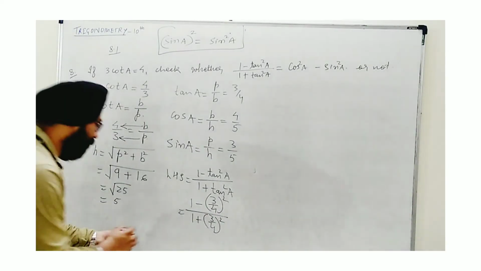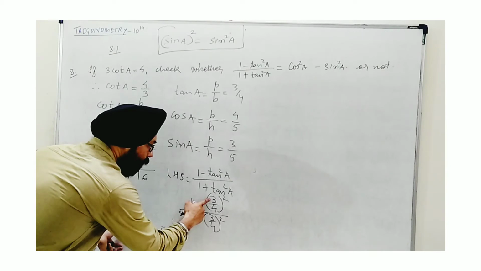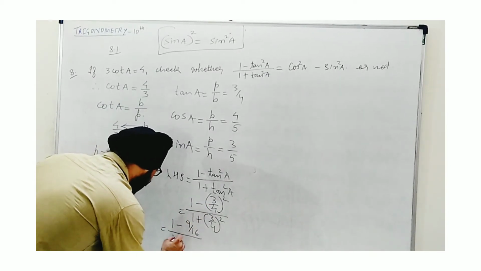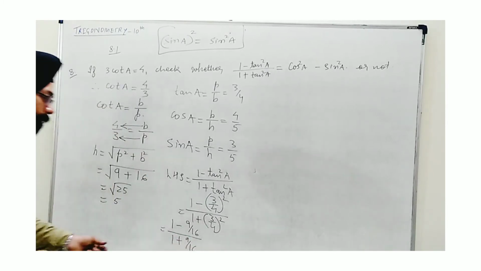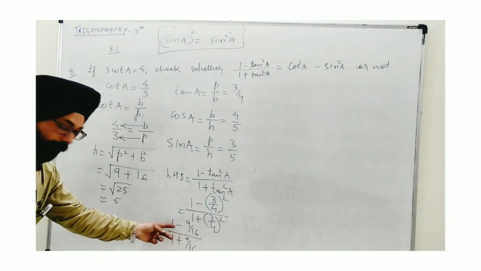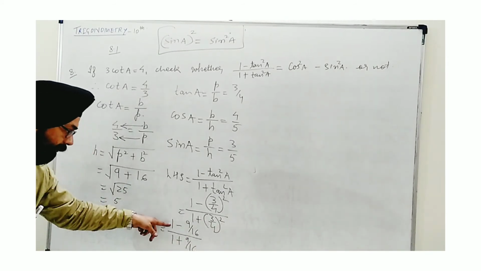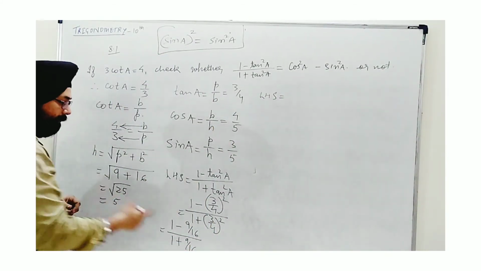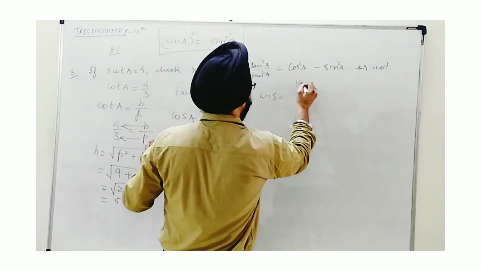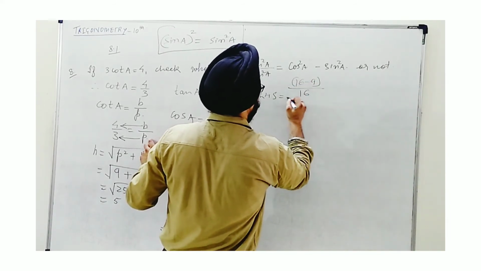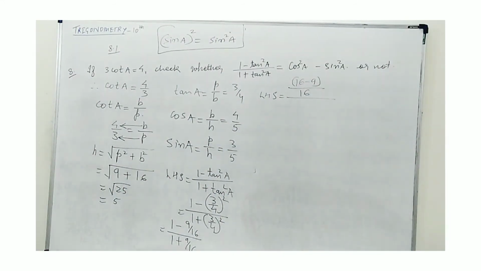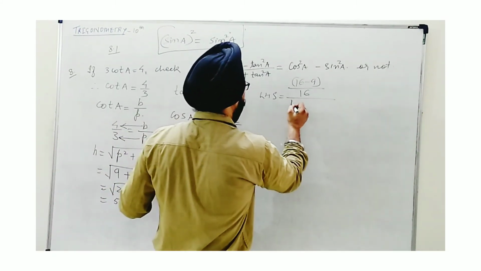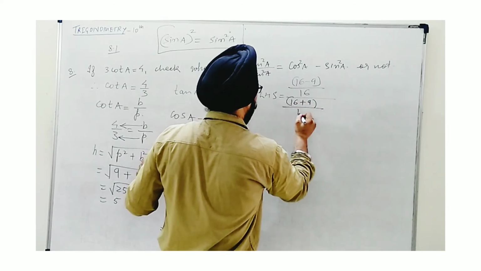No problem. Further we are going to solve. It becomes square on 3, 9, and then 4, 16. 9 by 16 upon 1 plus 9 by 16. As we are having a fraction with subtraction, we will take LCM. We are finding LHS, continue writing LHS. 16 ones are 16, we get 16 minus 9 and LCM as 16. Below, in the denominator also, the same LCM 16, but this time with plus: 16 plus 9 by 16.